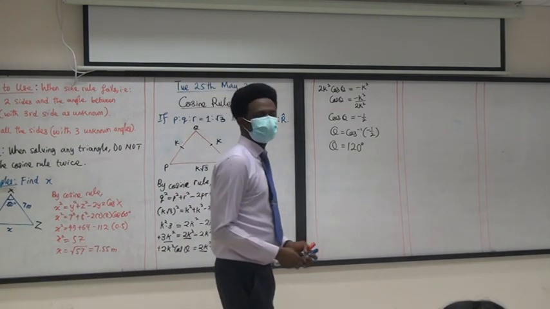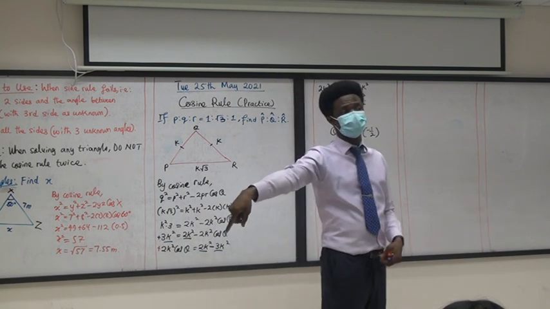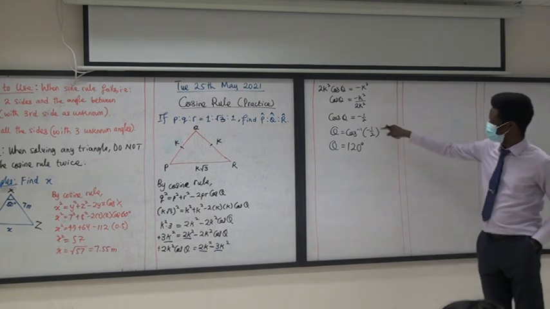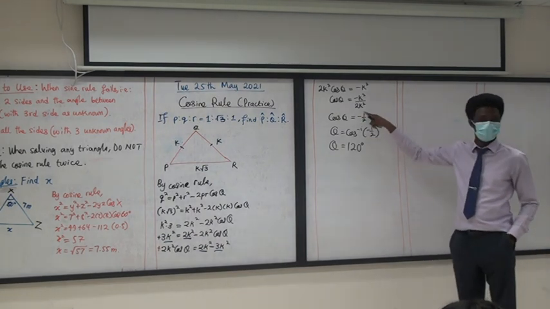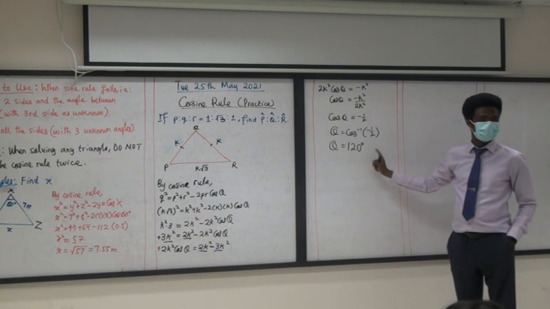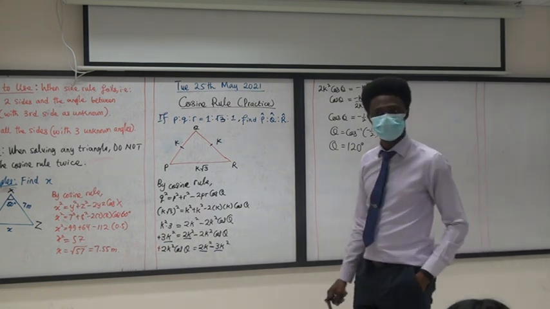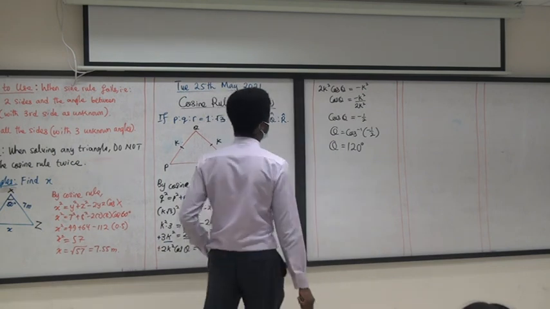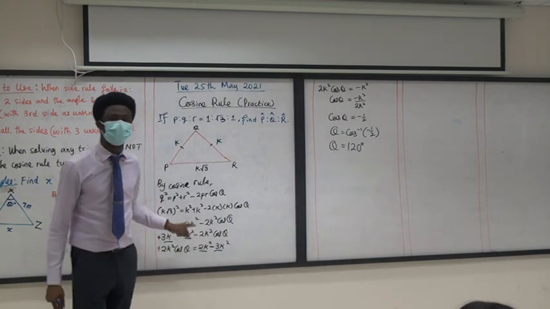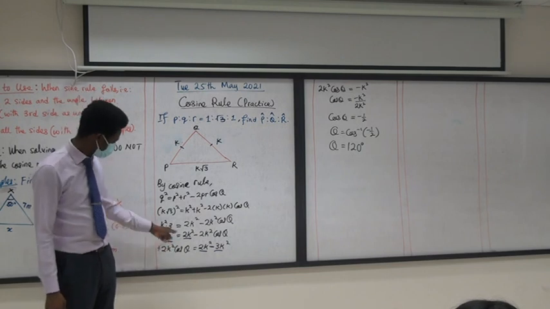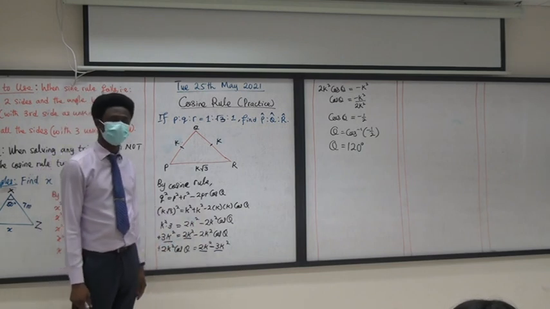Remember, cos of anything more than 90 gives you negative in question 1b. So when something is negative, be ready to get a number more than 90. If you do not get a number more than 90, you have made a mistake. And do not work to get positive all the time. Follow logic, not what you think. This is logic: when you subtract this minus, it's going to be negative.